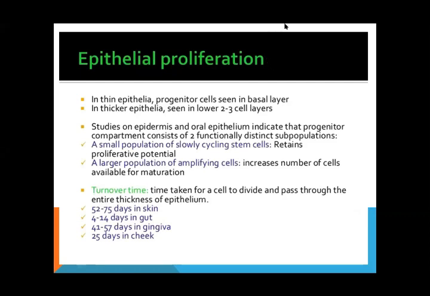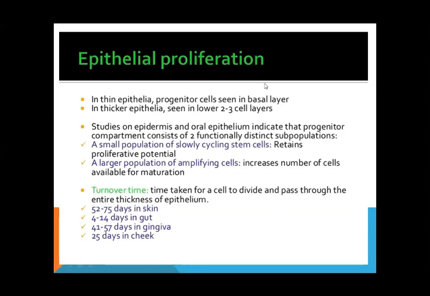Epithelial proliferation कैसे होगी? Proliferation in thin epithelia: progenitor cells are seen in the basal layer. ठीक है, जो thin epithelium होंगे उसमें आपको जो progenitor cells नजर आएंगे in basal layer. In thicker epithelia, they are seen in the lower 2-3 cell layers.